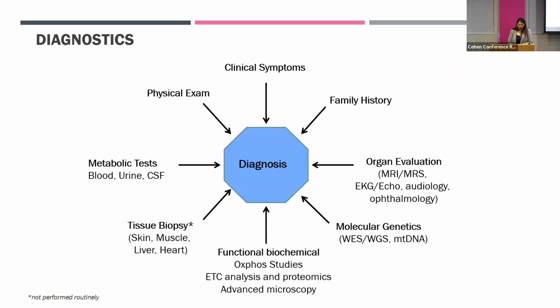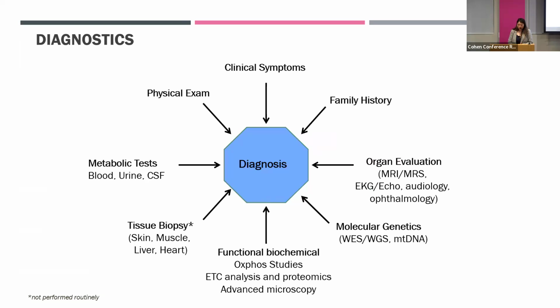So diagnostic testing. When we diagnose patients, there are a lot of different things. We have to look at their clinical symptoms. We have to examine them, talk to them about their family history, and then we get some tests. So there are blood, urine, and CSF testing that can be helpful. And then the organ evaluation is to see what's involved. So of course, with brain MRI, MR spectroscopy, looking at the heart, looking at their ears, looking at their eyes.